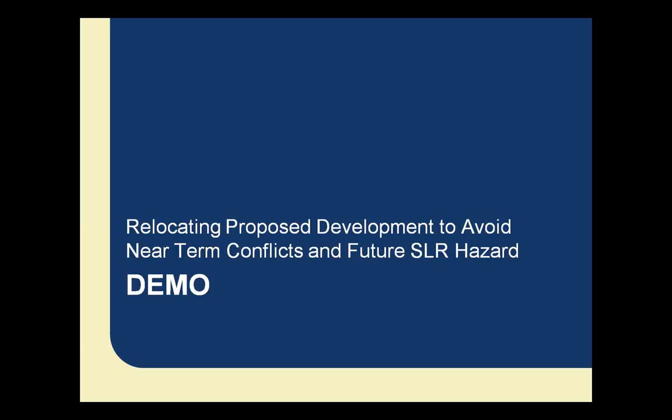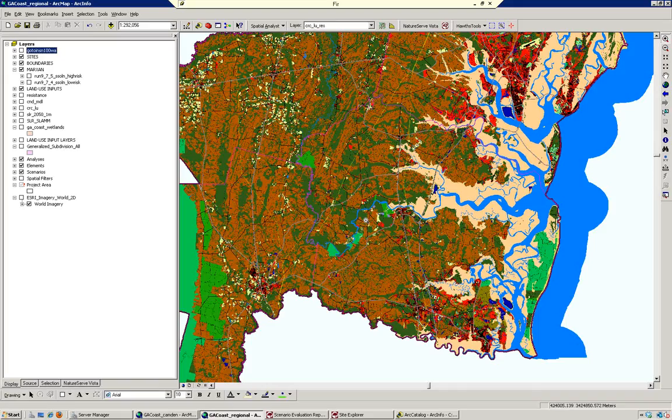Thanks. All right, so when we left off, we were zooming in on an area in Camden County in southern Georgia here for a demo of what a mitigation process might look like in this area. But before we did that, I wanted to show everyone another output of another tool that we've used to help get a handle on what's most important in the area.